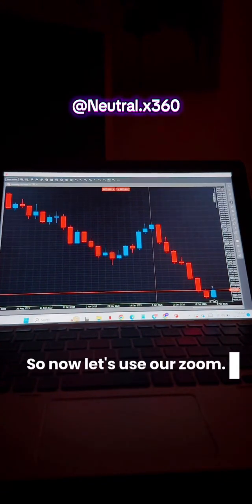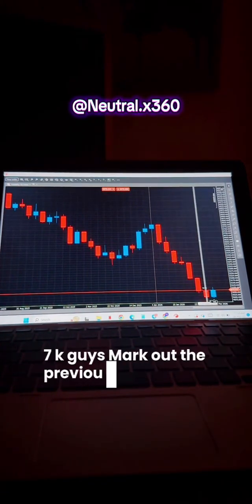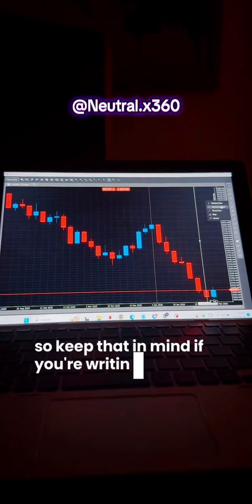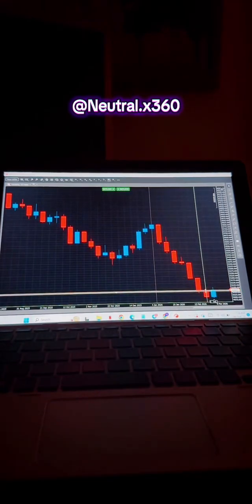So now let's use our zone. We mark out the previous handle. If you say 24/7 pair, guys, mark out the previous handle. Don't mark out the recent handle. Okay, so keep that in mind. If you're writing, do write that down. Alright. So this is how it's looking.